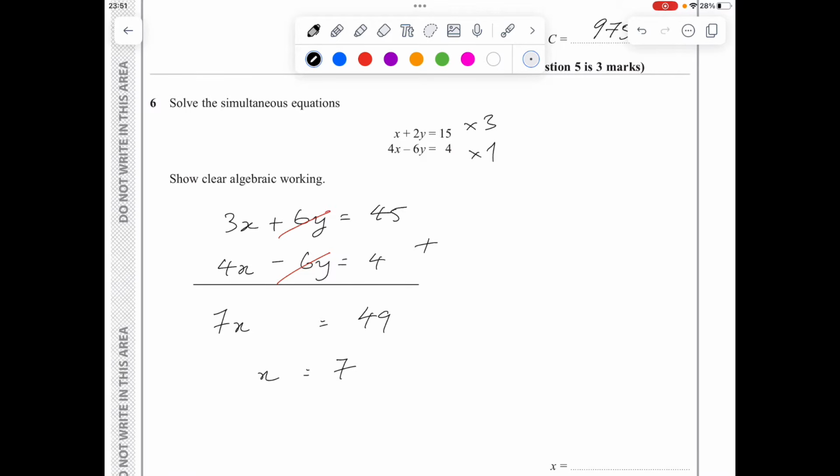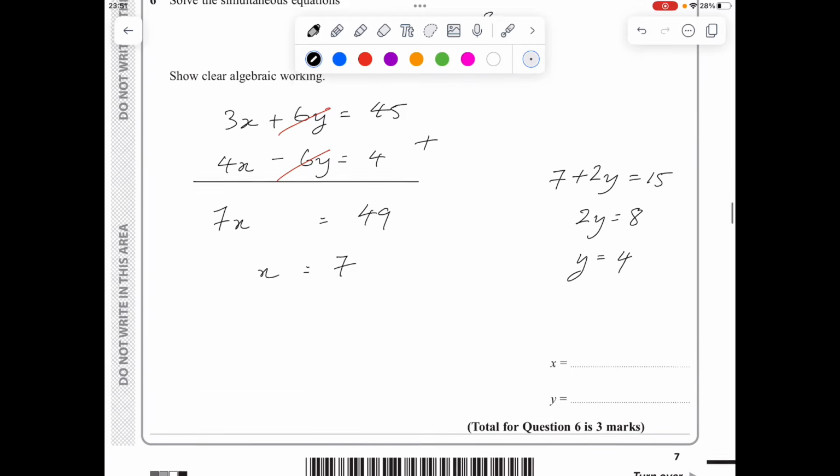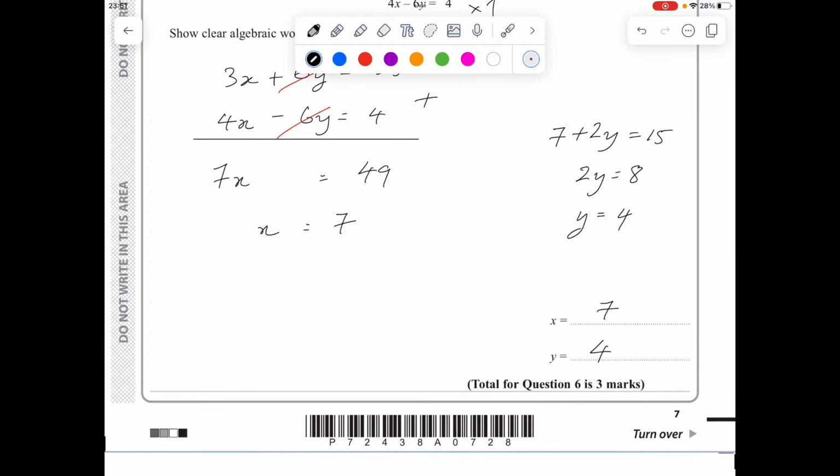You can substitute this into any of the two equations. I'll select the first one, so I get 7 plus 2y is equal to 15, so 2y is equal to 8, y comes out to be 4, so 7 and 4 is the final answer.